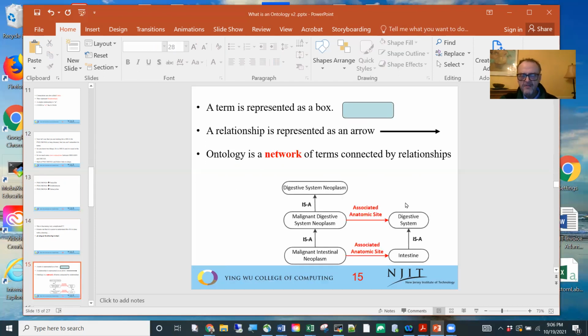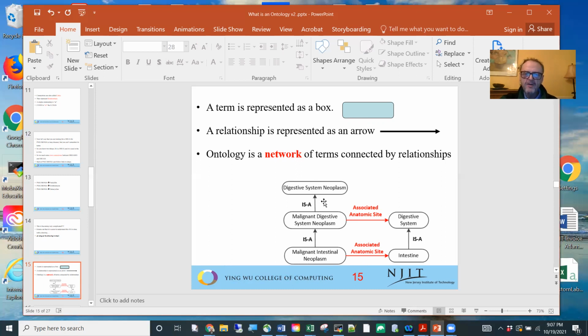And now here we have a drawing, and these boxes with rounded corners represent terms, and the links, which we also called relationships, are represented with arrows. So an ontology is a network of terms connected by relationships. And here is a mini picture of terms and the arrows in between, the relationships.